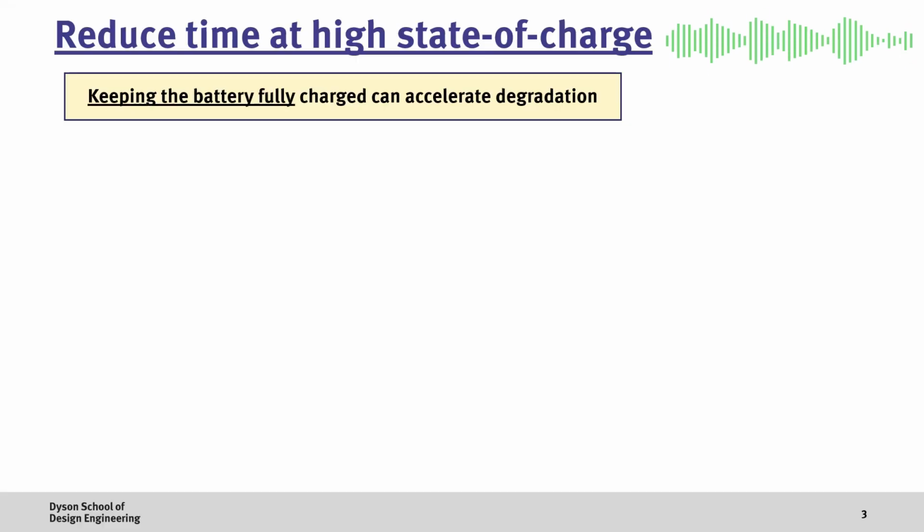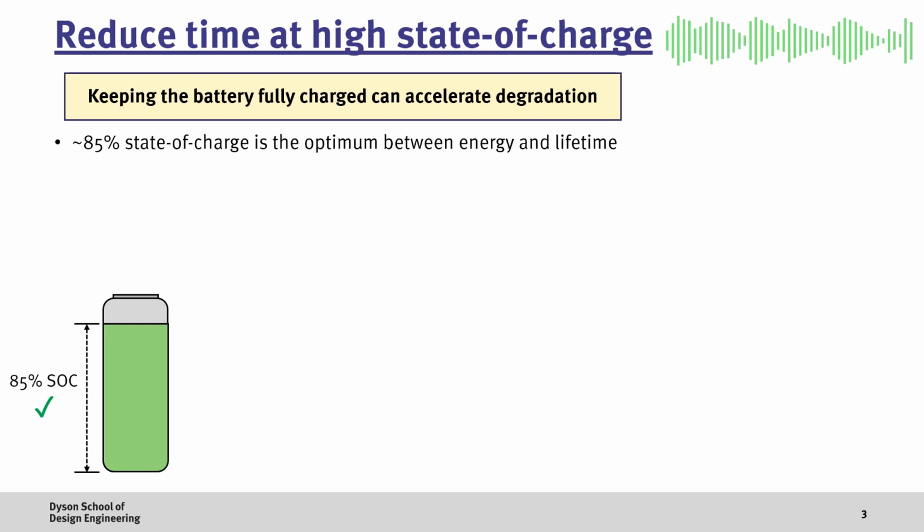Well, one of the first things we can do is reduce the amount of time we keep our devices fully charged, as this can accelerate degradation. Of course, if you keep your device at a low state of charge all the time, it affects how much energy you have, but usually the optimum trade-off between energy and lifetime is around 85% state of charge. To understand why this is, let's revisit how a lithium-ion battery works.